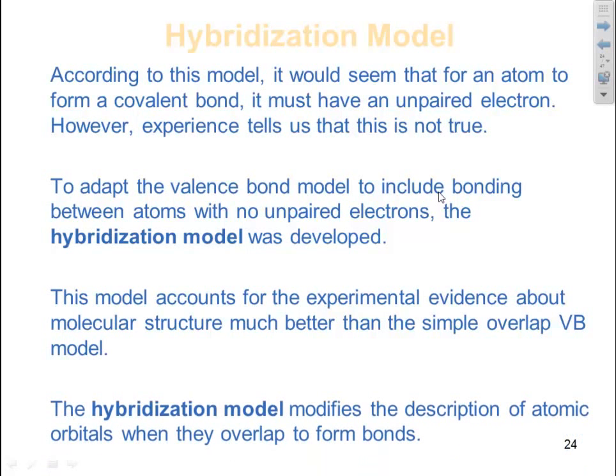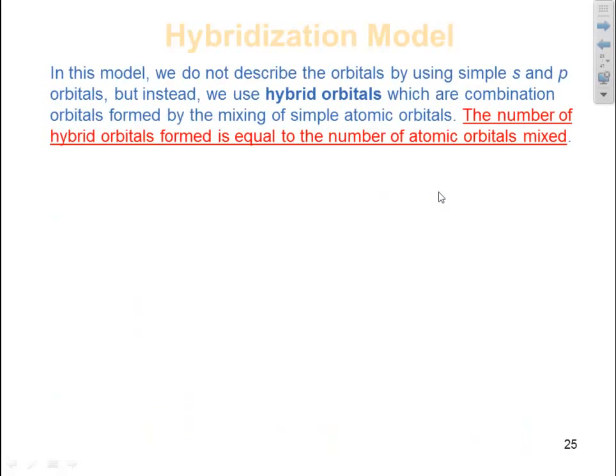The hybridization model modifies the description of the atomic orbitals when they overlap to form bonds. Basically, what we're saying here is that in the hybridization model, we form new orbitals that are there for better overlapping. In this model, we do not describe the orbitals by using simple s and p orbitals, but instead we use hybrid orbitals that are newly formed, which are combination orbitals formed by the mixing of simple atomic orbitals. The number of hybrid orbitals formed is equal to the number of atomic orbitals mixed.